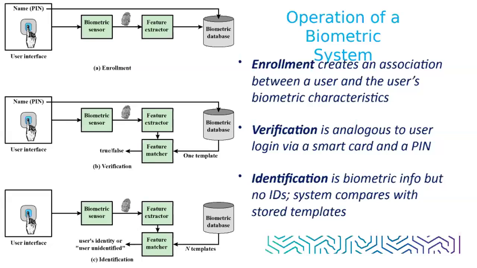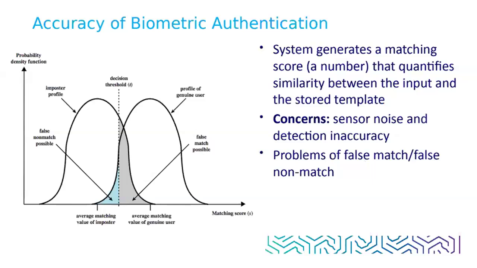A biometric system first enrolls the users by creating and storing biometric templates. During verification, it confirms a claimed identity using a one-to-one comparison. During identification, it determines an unknown person's identity using a one-to-many comparison against all the stored templates.